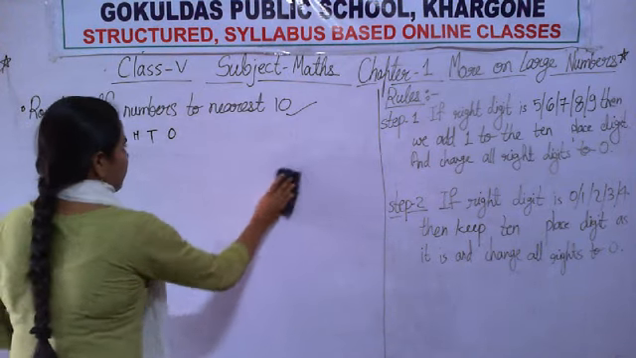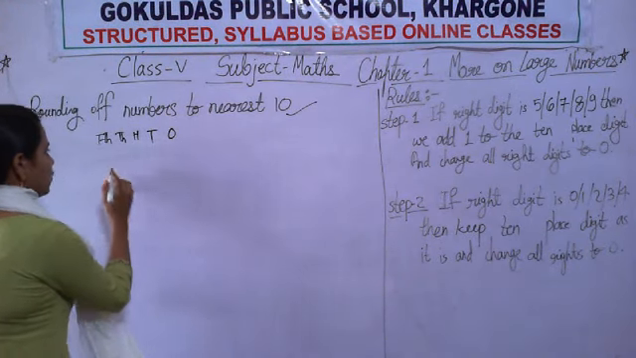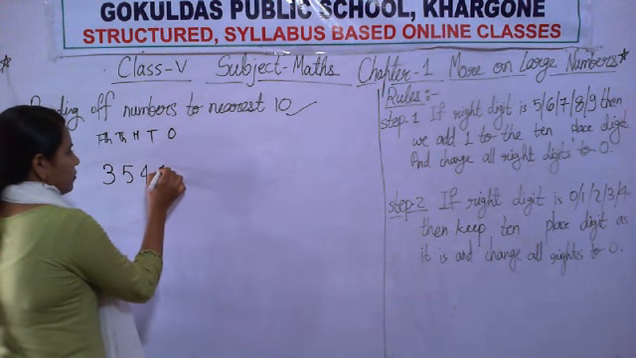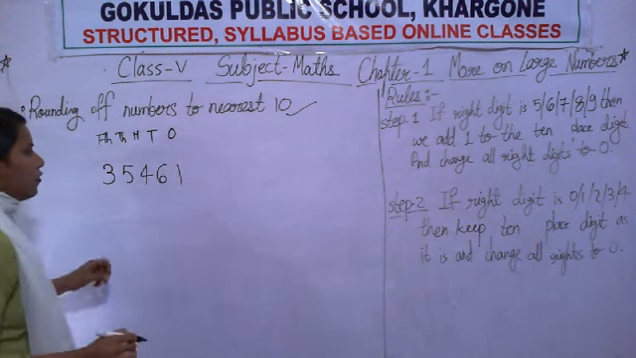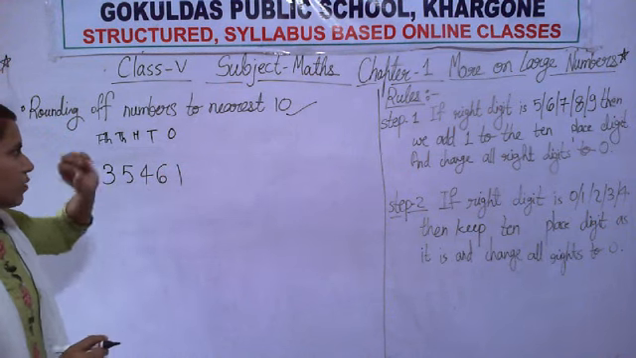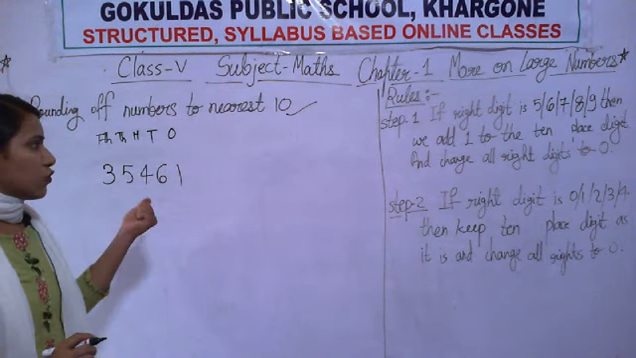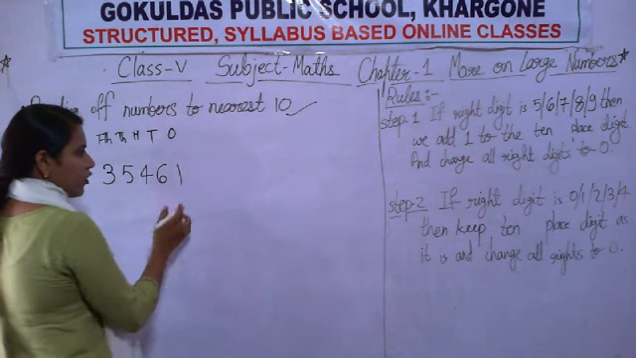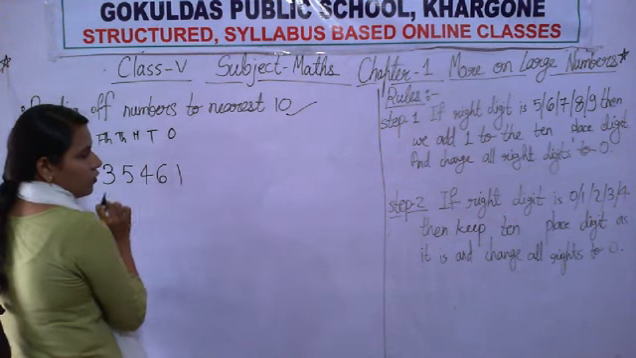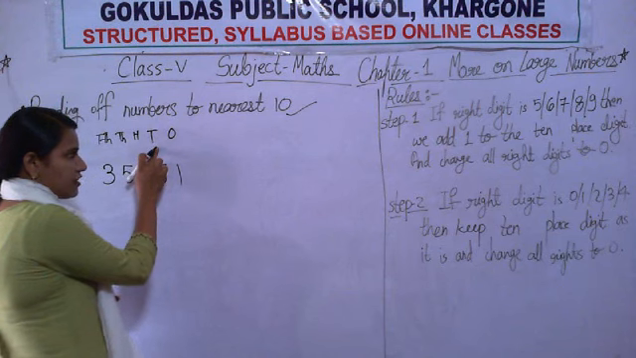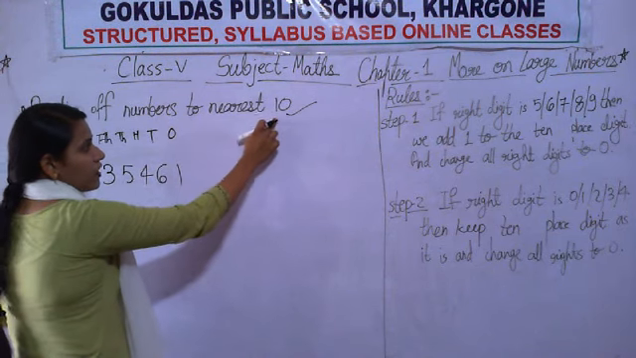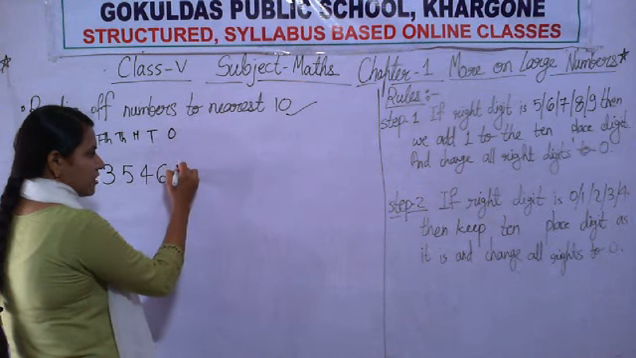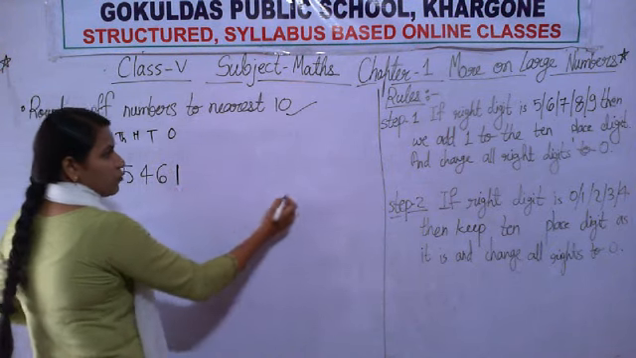Let's take another example. Suppose we have a number 35461. Okay, you want to round off this 5-digit number to nearest 10. So what will you do? Which digit will you check? You will check just the right of the rounding digit. So 6 is our rounding digit, because you are rounding to nearest 10 and 6 is at tens place. So you will check just the right digit, and just the right digit is 1.